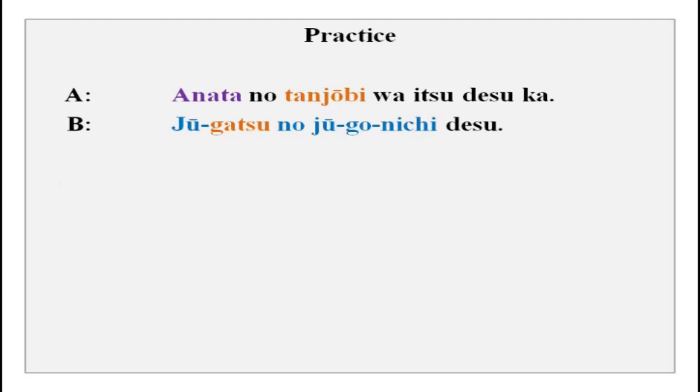Anata no tanjoubi wa itsu desu ka? You know the word anata. Tanjoubi is new, I just told you. Birthday, wa, itsu means when, desu ka? Jugatsu, we did just now. Jugatsu is October. Jugatsu no jugo nichi desu. The nichi part you have done in your previous lessons. So, jugo nichi is the 15th. Jugo nichi, jugatsu desu. 15th of October is what it means over here.